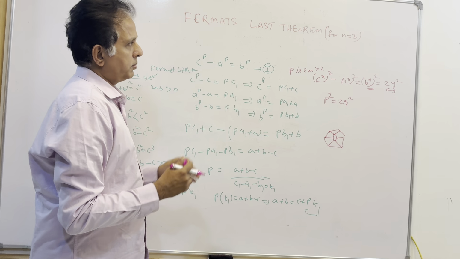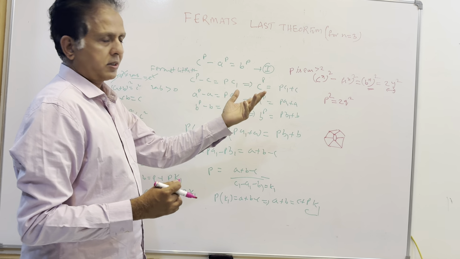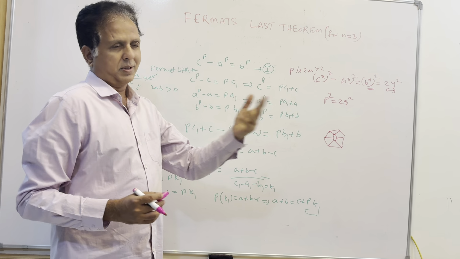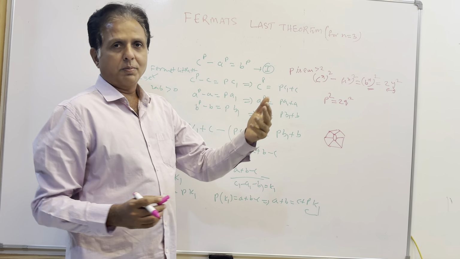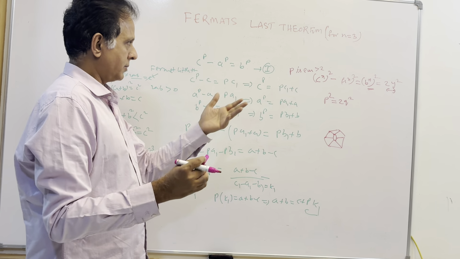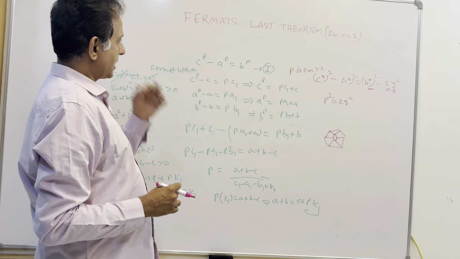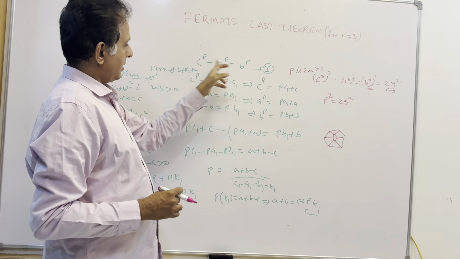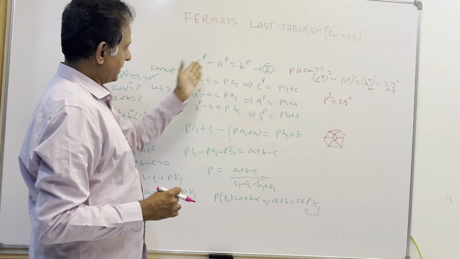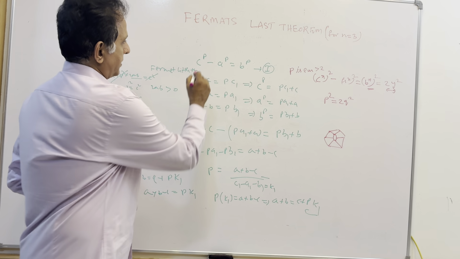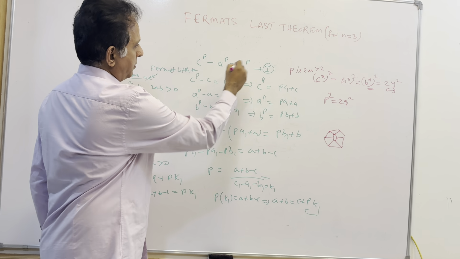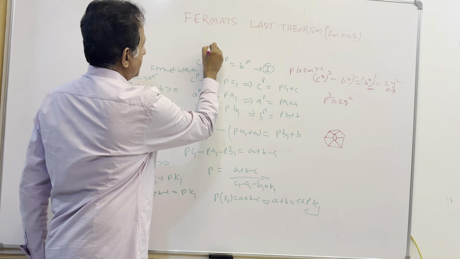Okay, so we will try to prove it for the first odd number. Apart from 1, the first odd number is 3. It's also prime. So since it is a prime, we can actually use Fermat's little theorem, if c power p minus a power p is equal to b power p, if p is prime.